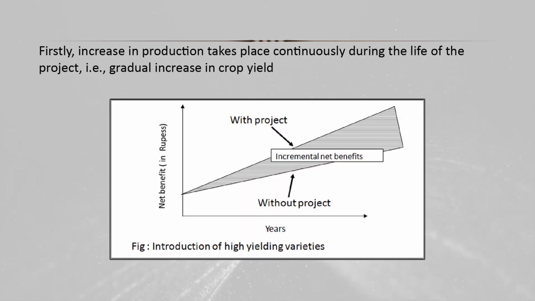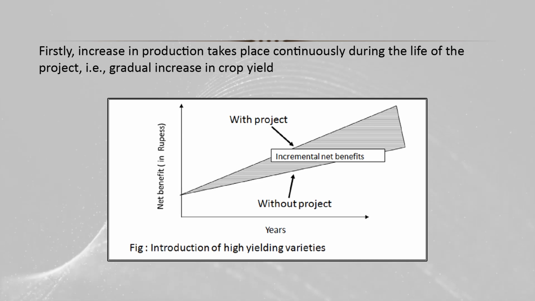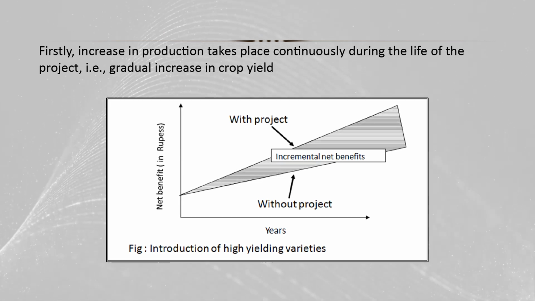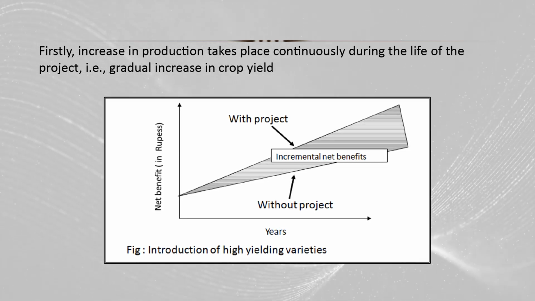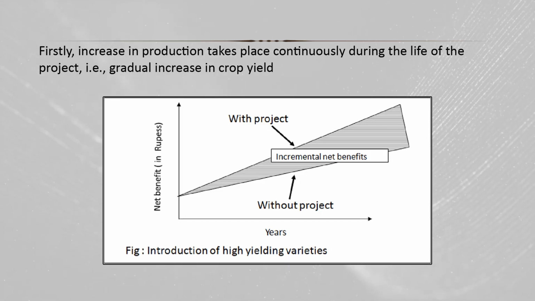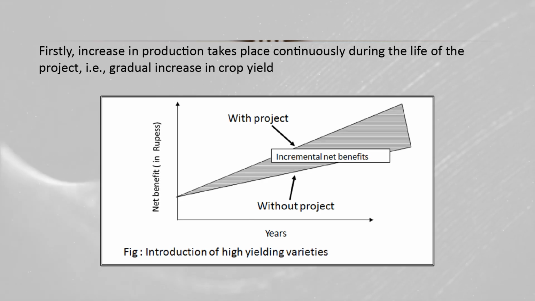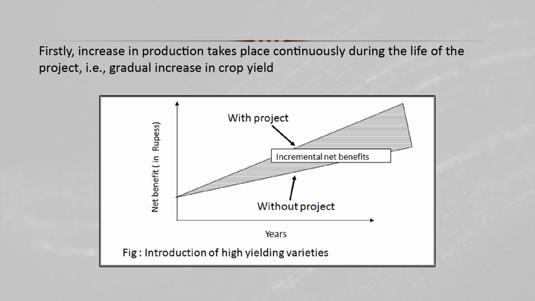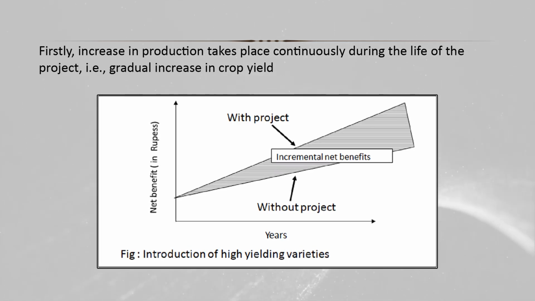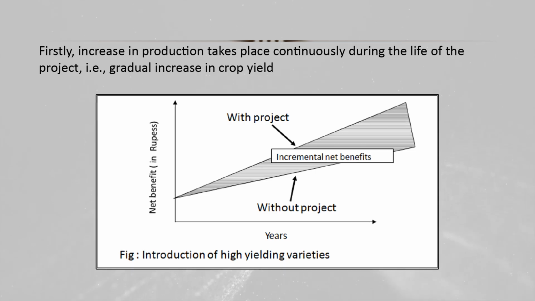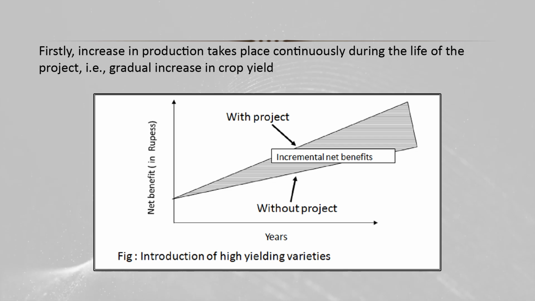The first situation is that an increase in the production takes place continuously during the life of the project, that is basically a gradual increase in the yield. So, when we introduce the high yielding variety, and even without introducing the high yielding variety, there is an increase in the production over the period of time. The reason for that may be different, based on the farmers' experience of cultivating crops. The production will increase, and that type of effect is not reflected in the before and after project.